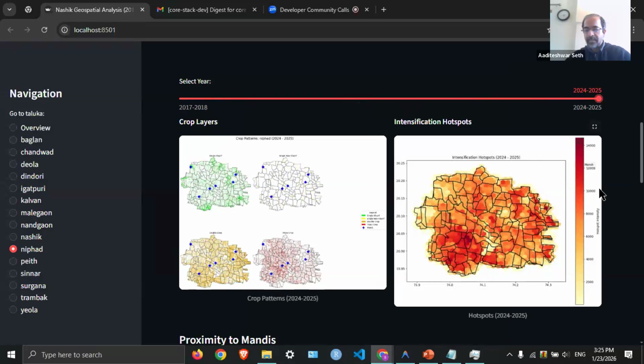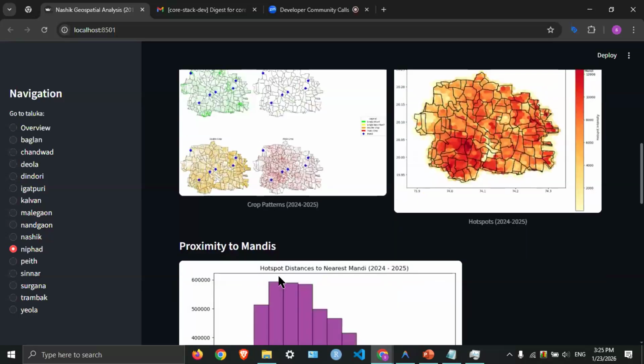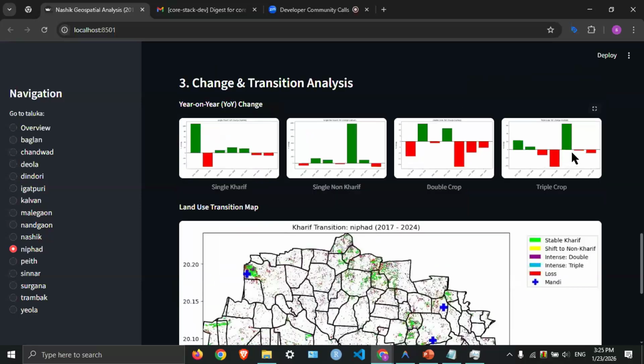And over a period of time, the concentration of hotspots, which was concentrated in the southern part of Niphad, where we can see mostly triple and non-single kharif plants are increasing. So that is also a concerning point. So this is what I want to present.